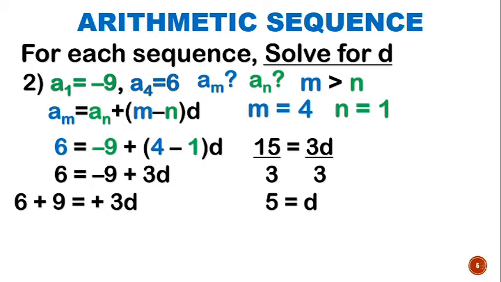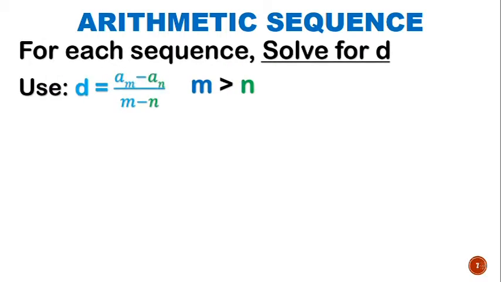Tandaan natin yan ha. Bakit? Kasi may isa pang equation for D. Pero actually, na-derive lang to from the original equation. Pero baka mas madalian kayong gamitin. So, anyway, ang kailangan nyo daw sa D na to, A sub M pa rin, A sub N, and then the subscript M minus N. Tandaan, whenever you assign M, that should be greater than N.